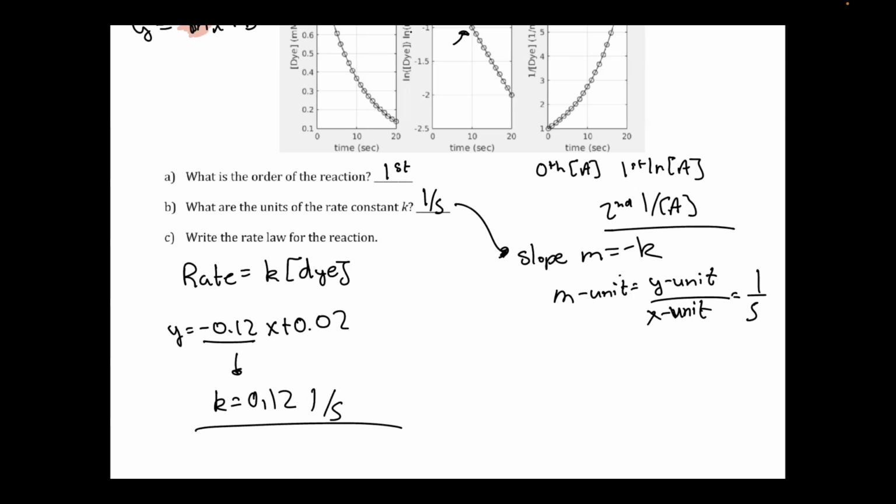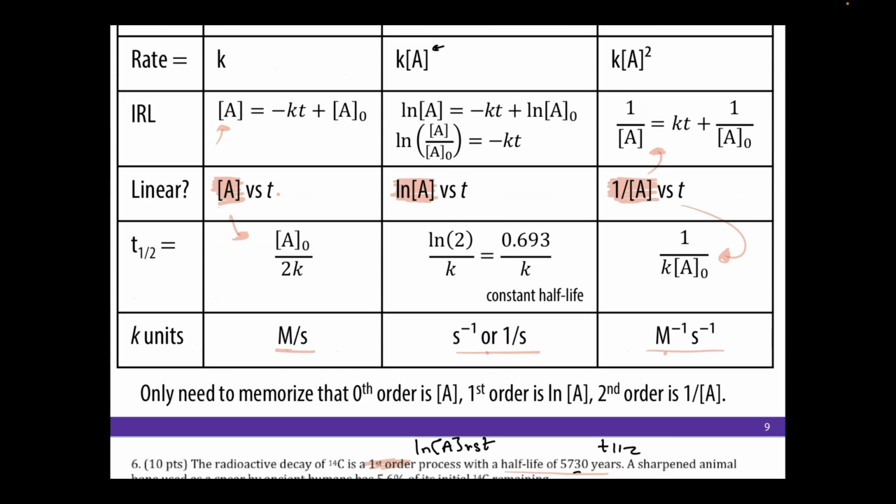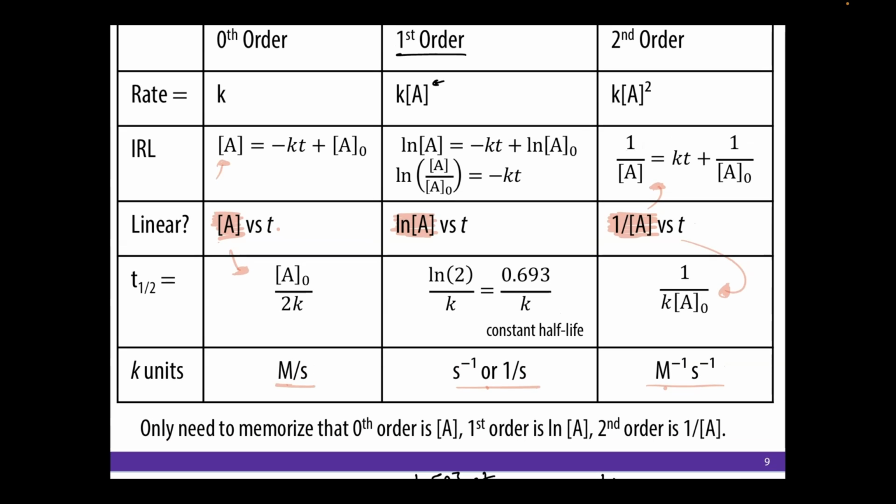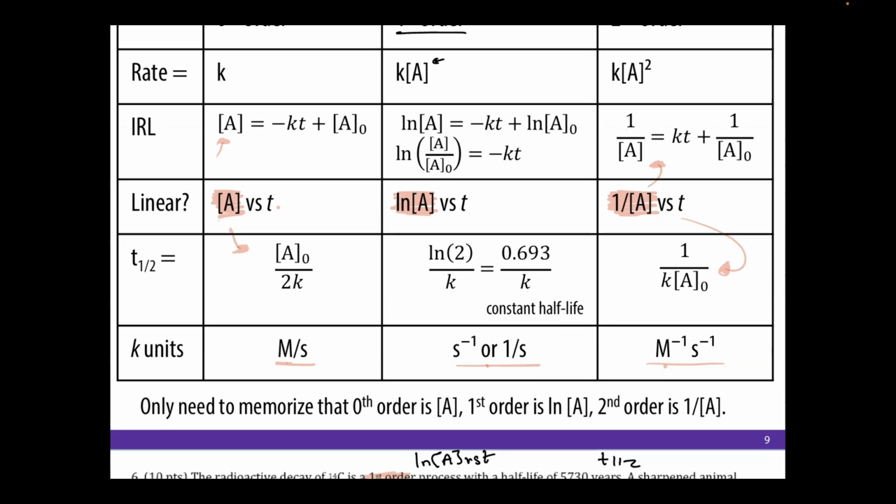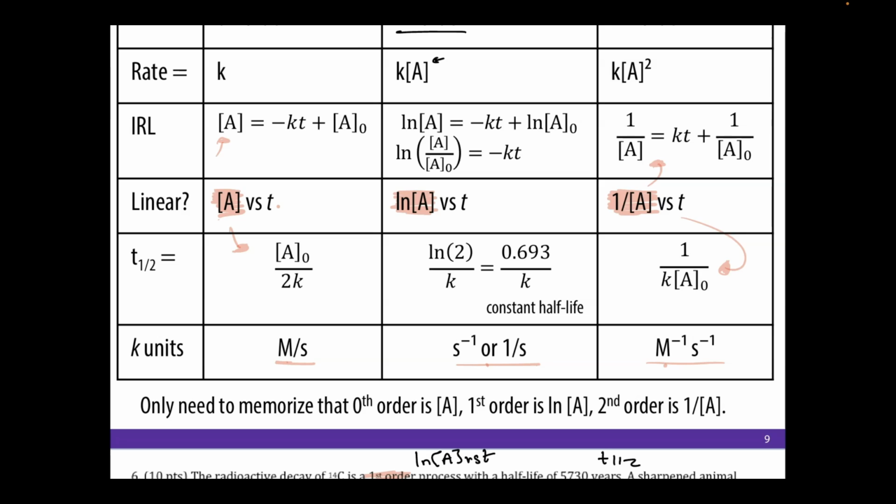Notice that for all 3 of these, the slope comes out basically related to k. In the first case we have slope is equal to negative k. In this case we have slope is equal to negative k. And in this case we have slope is equal to k. So in all 3 cases, once you apply the equation, take the slope and make it a positive number, and that will be your rate constant. That's a nice commonality between all 3 of these equations.